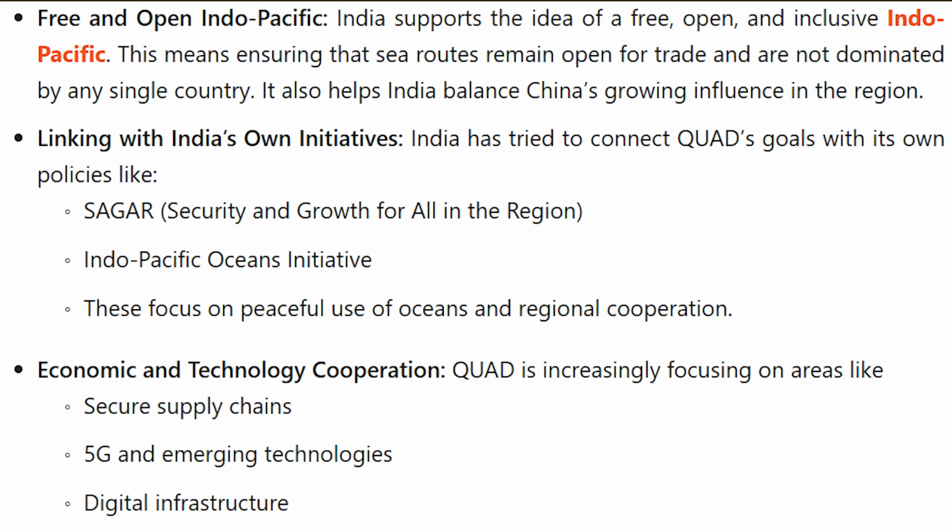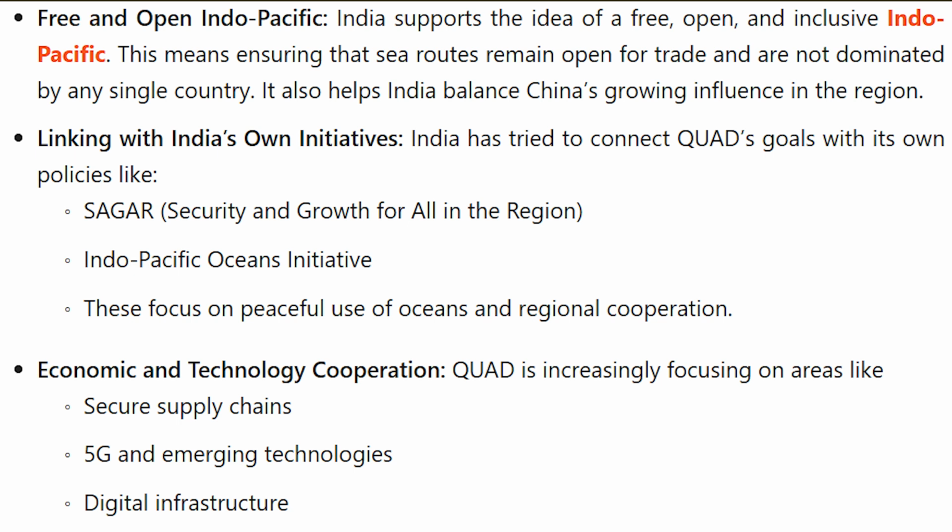Free and open Indo-Pacific. India supports the idea of a free, open, and inclusive Indo-Pacific. This means ensuring that sea routes remain open for trade and are not dominated by any single country. It also helps India balance China's growing influence in the region.